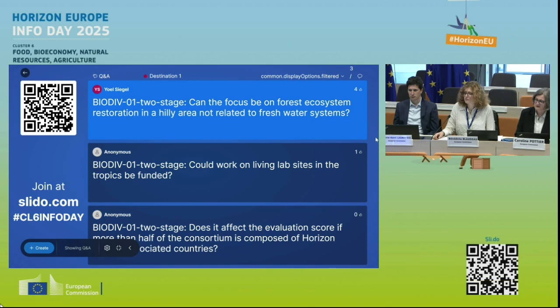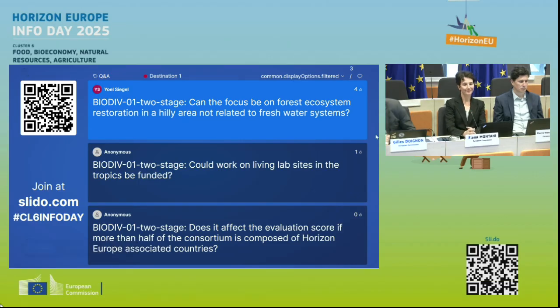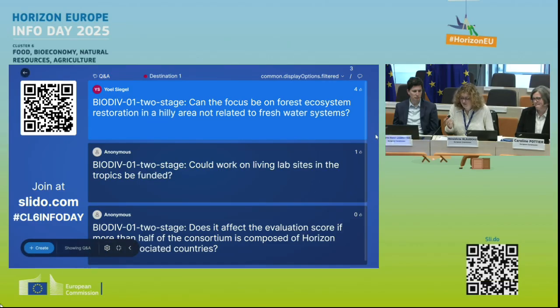Thank you. Can the focus be on forest ecosystem restoration in a hilly area not related to freshwater systems? We had already a similar question. Yes, exactly. Again, the topic requires projects to work on the synergies of restoration of freshwater and forest ecosystems. So this couldn't be the whole focus of a project.